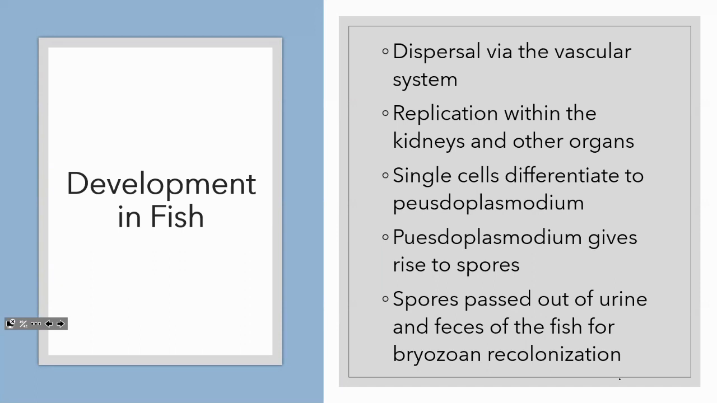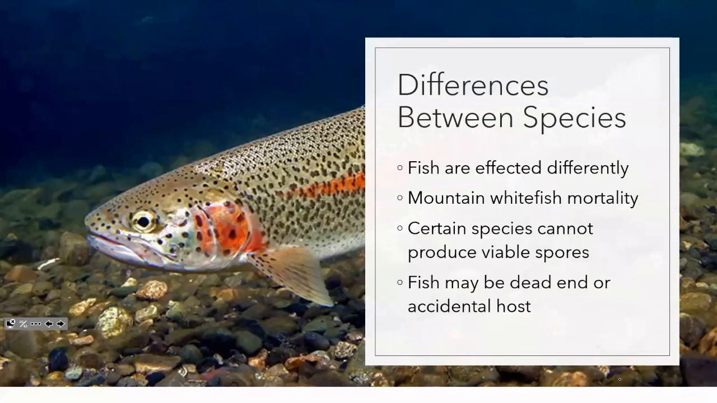It's worth noting that the spores that are released from fish and bryozoans are actually two separate stages of T. bryo, the myxospore and the actinospore. Now, different fish species are affected very differently. When there is replication of the parasite within certain species, such as the mountain whitefish, it can lead to large-scale mortality, especially in the context of the disease process.